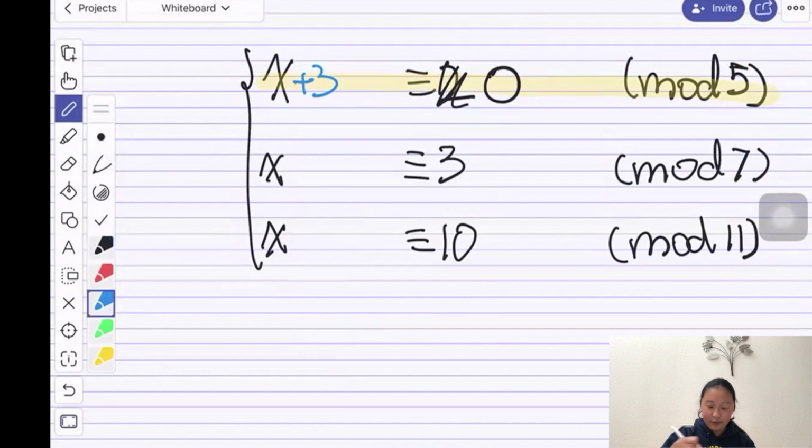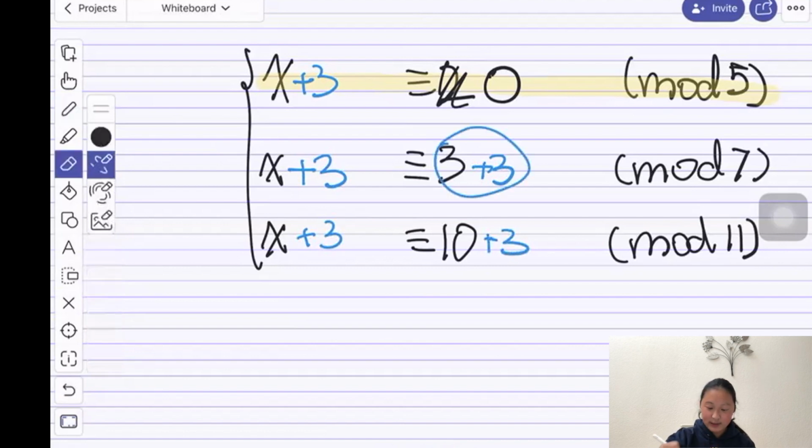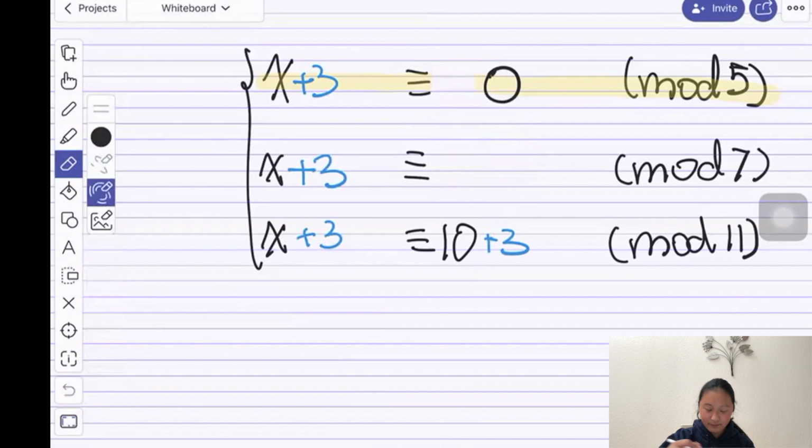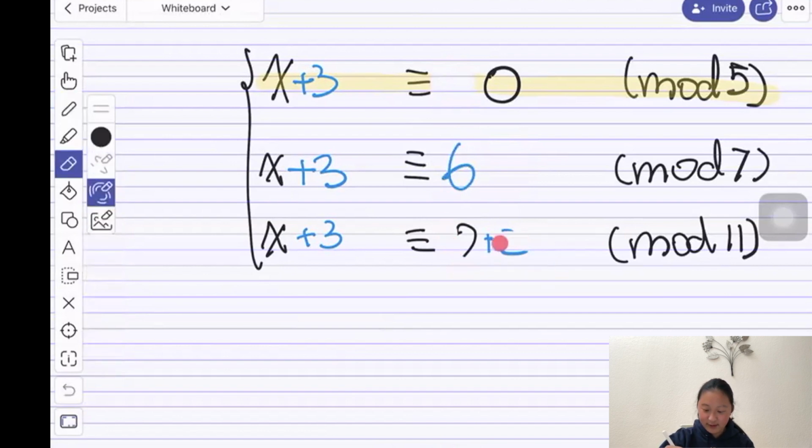Now we're going to add 3 to the other two equations. Now this part we can simplify to 6. And here we can simplify this to 13.